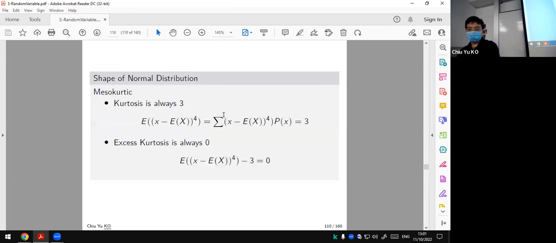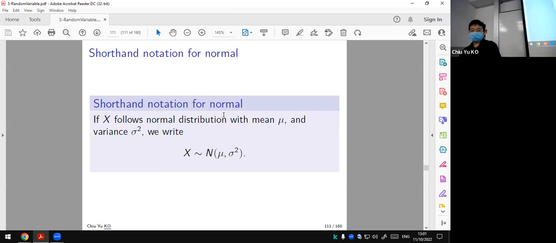This is the shorthand notation we use throughout the class, because it's so commonly used, normal. That's why we will have a snake. X is distributed normal, with mean mu and variance sigma square. This is common notation for statistics, and we introduce it here because we usually only use normal. Later you will see we also use T and other distributions as well, but we just need this notation.